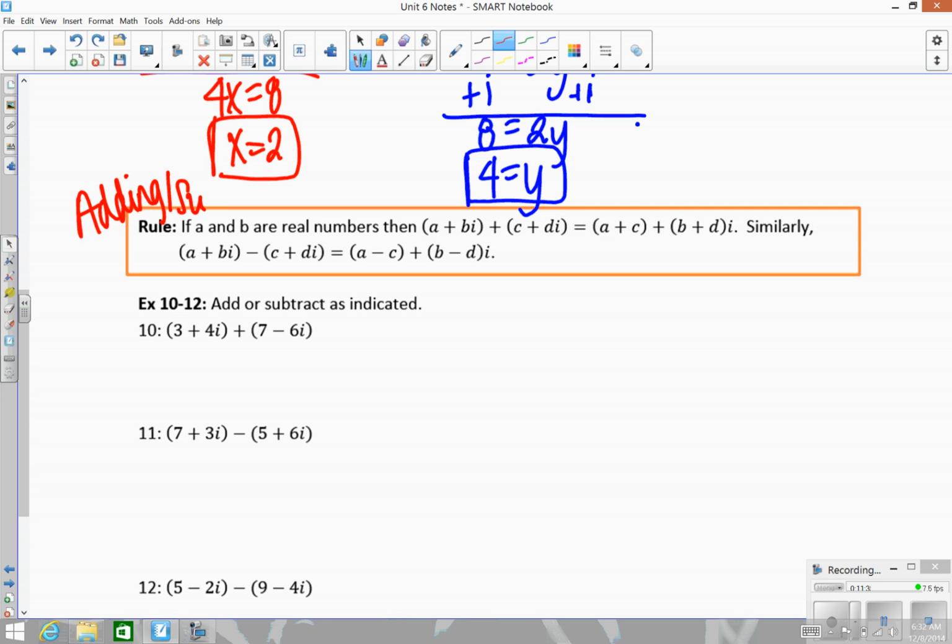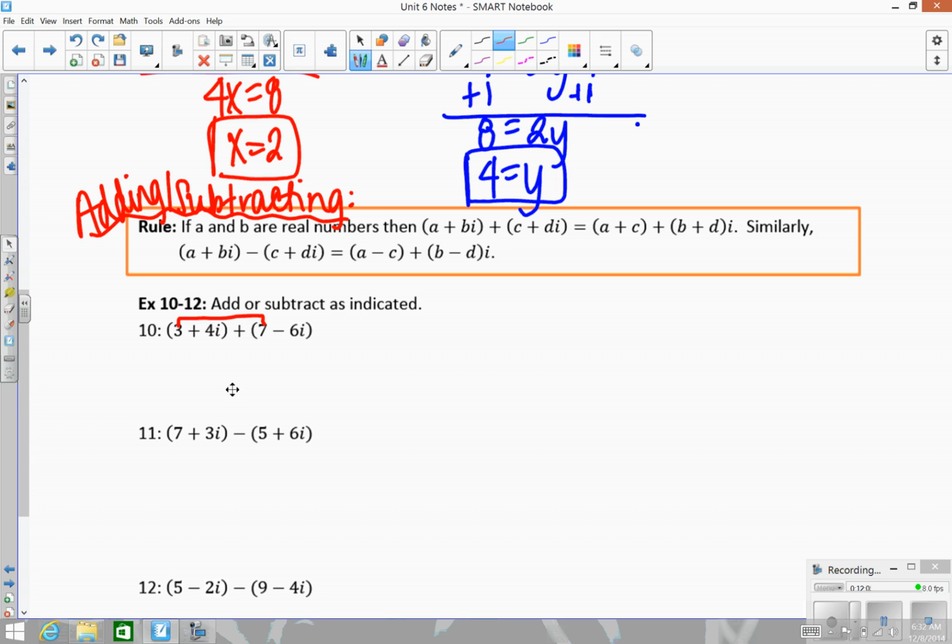The rule for adding and subtracting complex numbers. So basically, what happens is when you add and subtract, you're going to combine all of your real numbers, and then all of your numbers in front of i's. So if you look at this part here, it's basically just like when you add or subtract polynomials or radicals, you combine your like terms. Same thing here. So we're going to combine our like terms.